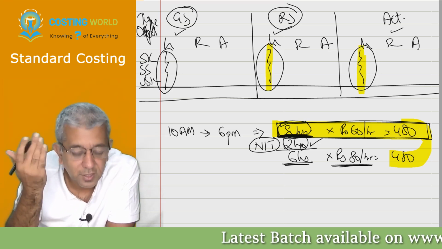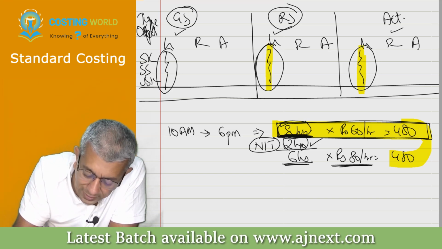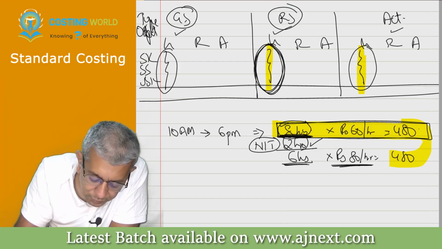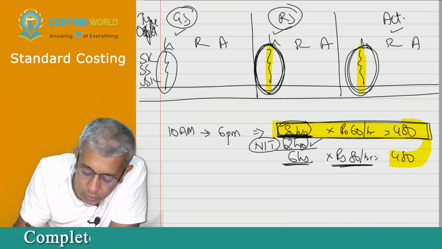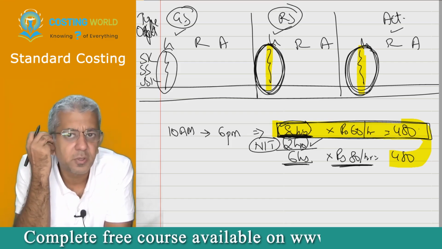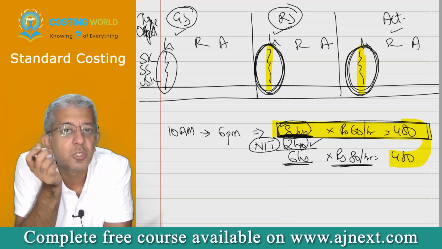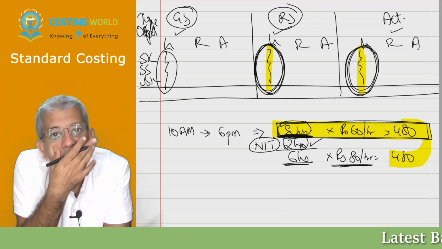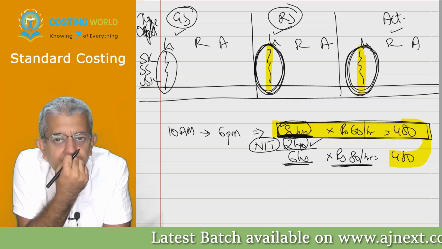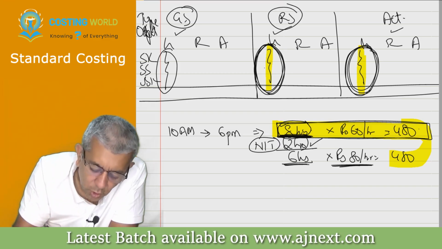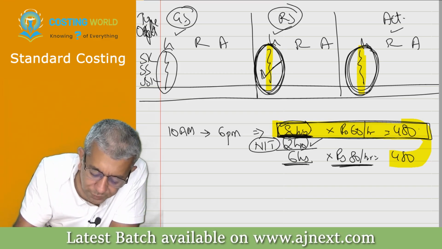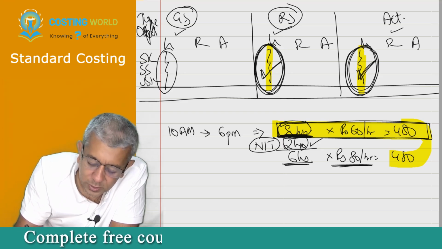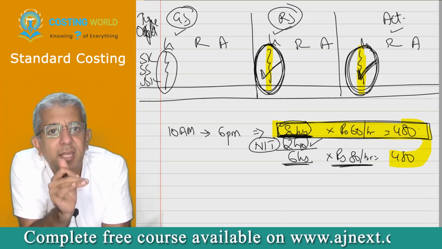Now think about the next thing. If normal idle time is there in the standard and also in the actual, then you can forget it. Why? Because you are doing a chapter of standard costing, where you are interested in variances. Variances come because of differences. So if the same normal idle time is in both, there is no difference.